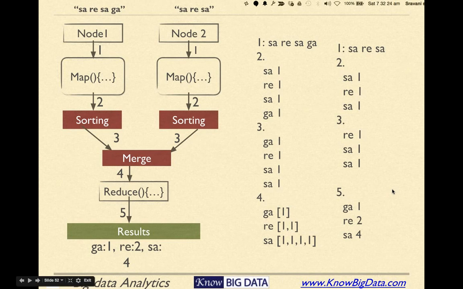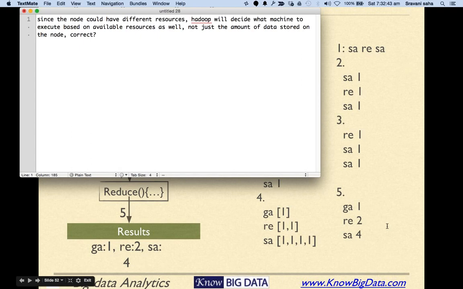All right, this example is for only one reducer. Before we move further, I would like to explain one more thing, but first we have some more questions. Leonid is saying: since the nodes could have different resources, Hadoop will decide what machine to execute on based on available resources as well, not just the amount of data stored on the node. Perfect. That's exactly the reasoning.